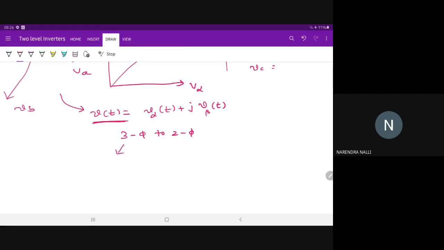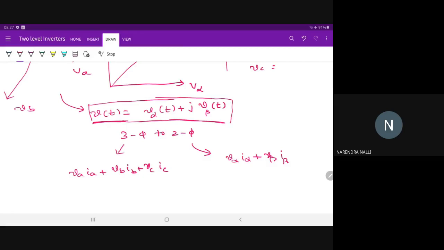What is the advantage? For example, if you are calculating the instantaneous power in 3-phase, it will be VA IA plus VB IB plus VC IC. In case of this 2-phase, it is simply V alpha I alpha plus V beta I beta. So that means the equations are slightly simplified, right? And another thing is we can express the resultant of this 3-phase.